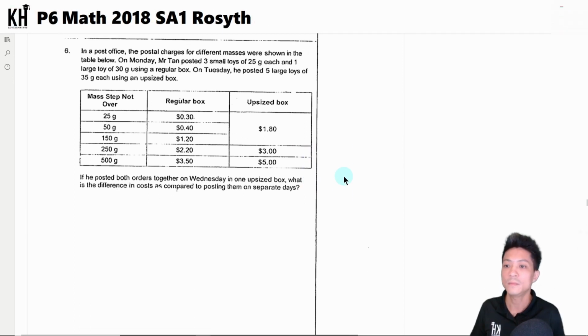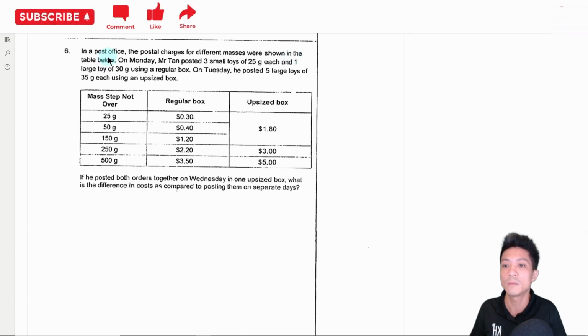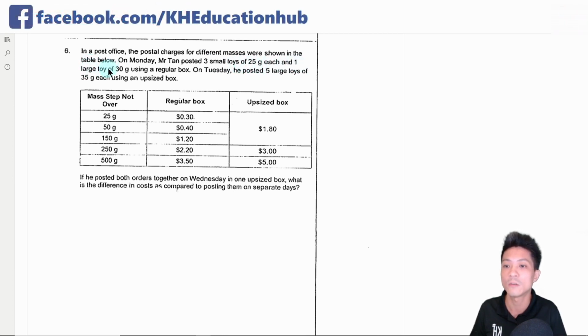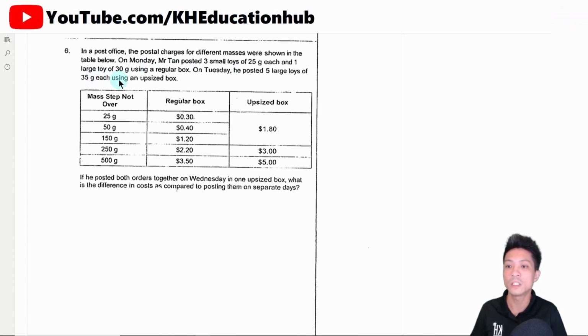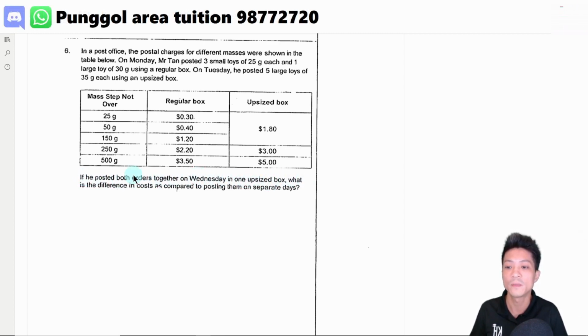Question 6. In the post office, the postal charges for different masses were shown in the table below. On Monday, Mr. Tan posted 3 small toys of 25 grams each and 1 large toy of 30 grams using a regular box. On Tuesday, he posted 5 large toys of 35 grams each using an upsized box. If he posted both orders together on Wednesday in one upsized box, what's the difference in cost as compared to posting them on separate days?